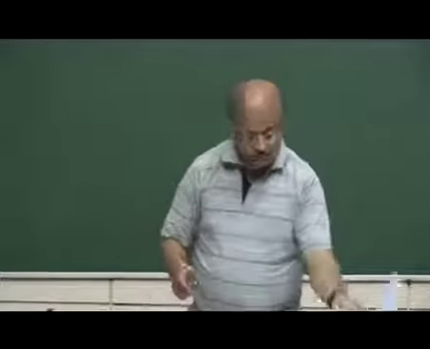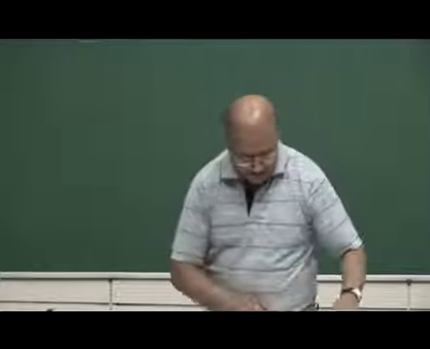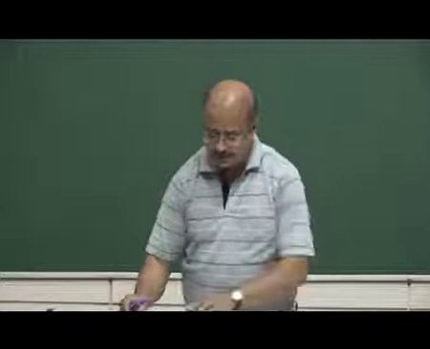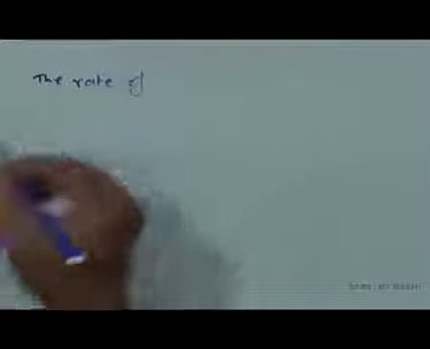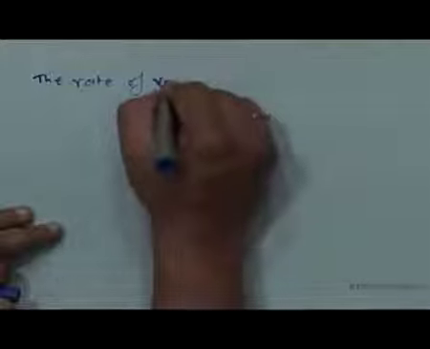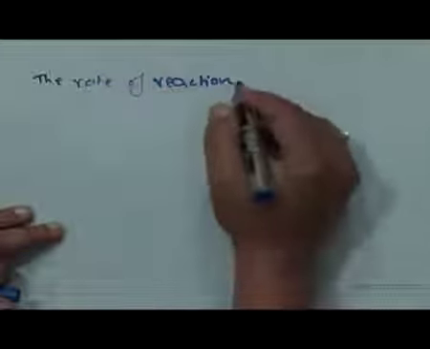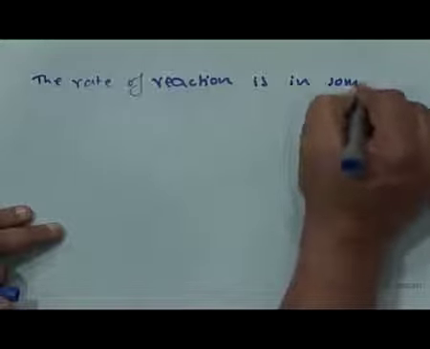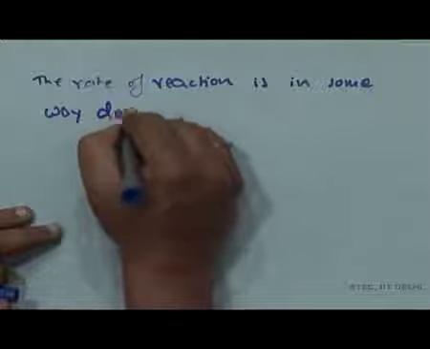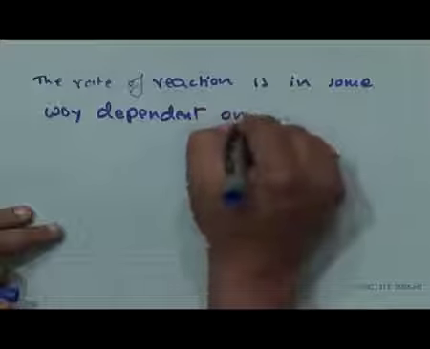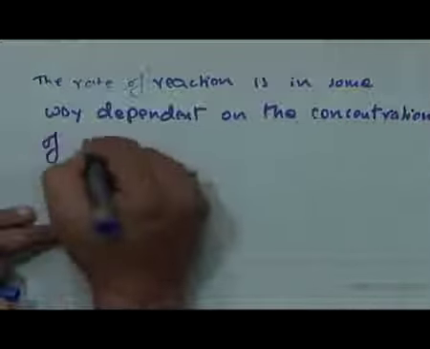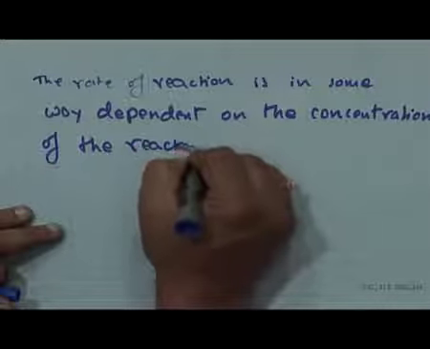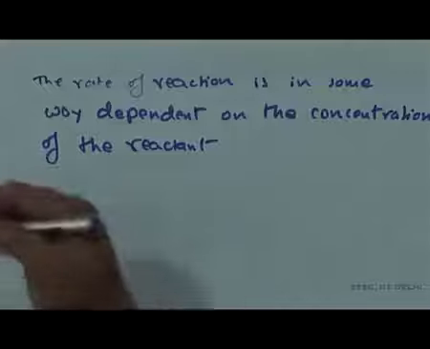So, let us try to put that in words. From this graph, what we can conclude is the following, that the rate of reaction is in some way dependent on the concentration of the reactant.